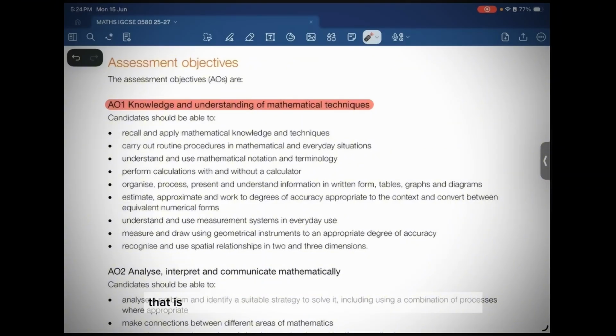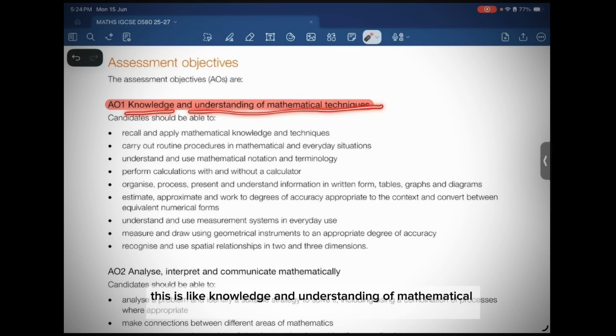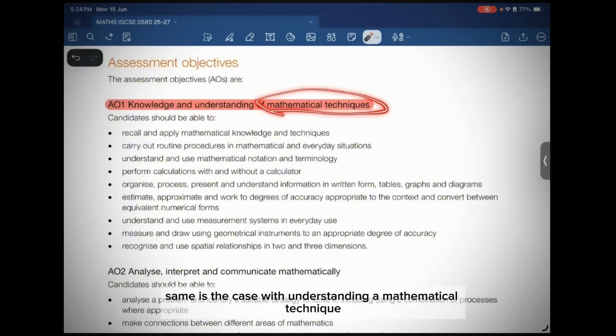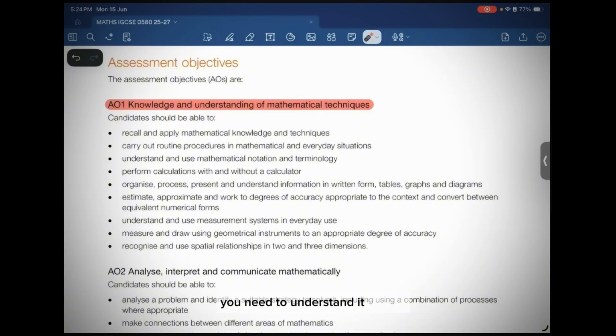That is a part of what this means, what you've absolutely said: knowledge and understanding of mathematical technique. Whatever technique you're going to apply to the question, the first thing is to have knowledge regarding it, to know when to apply what, or to understand what the question is asking from you. Same is the case with understanding of mathematical technique. You need to understand it as well.